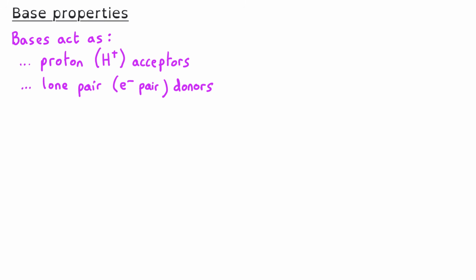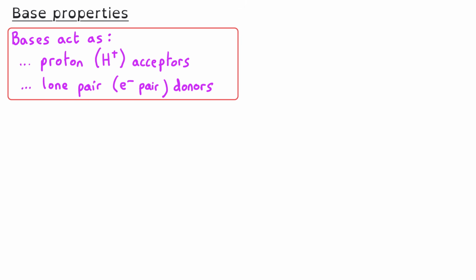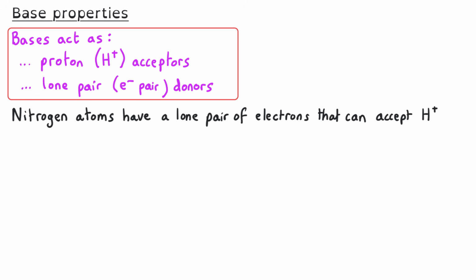act as bases. Bases have various definitions, and the most relevant here are that bases can act as proton or hydrogen ion acceptors and also as lone pair or electron pair donors. Amines are bases since they contain nitrogen atoms that have a lone pair of electrons that can accept a hydrogen ion. They are only weak bases since the lone pair on the nitrogen is often less available to accept a proton than it is on, say, a hydroxide ion. And so the reaction with an amine accepting a proton is often an equilibrium.